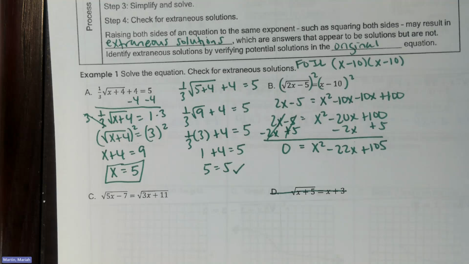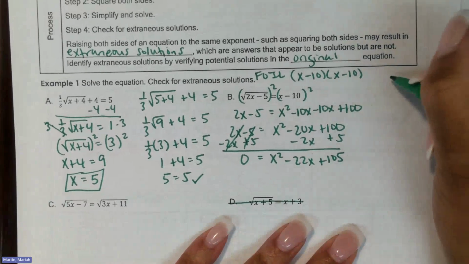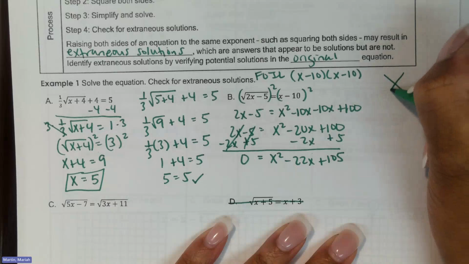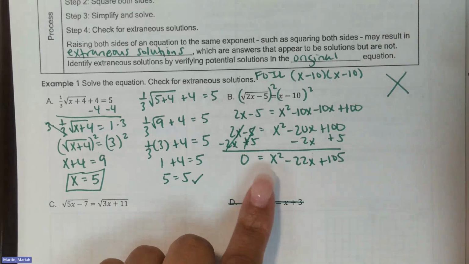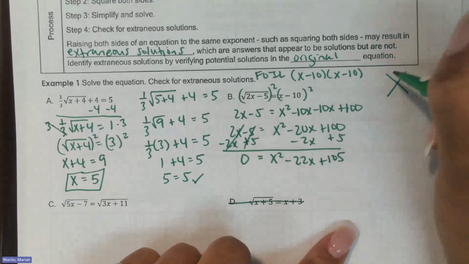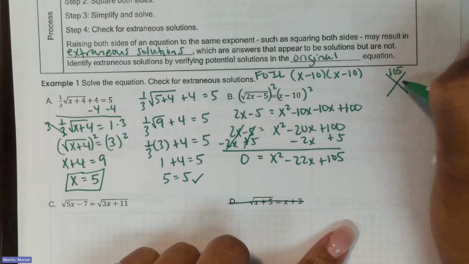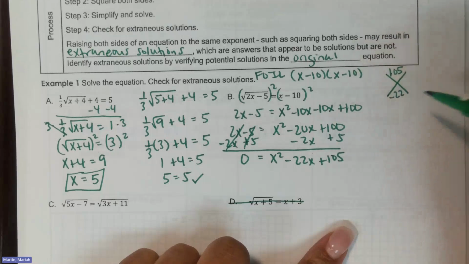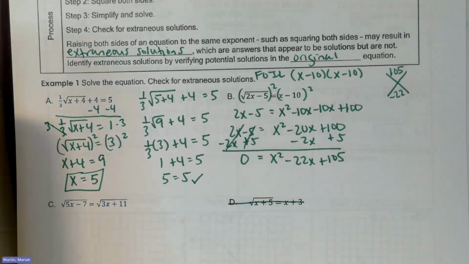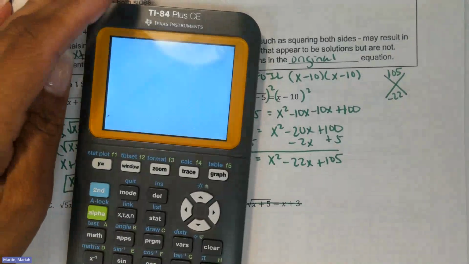From here, we're going to solve the quadratic equation by factoring. We're going to see if this is factorable. So I'm going to draw the x here. I don't need to draw the box because the a value here is 1. 1 times 105 is 105. And at the bottom, I have negative 22. I'm going to take my calculator and figure out the sum here.